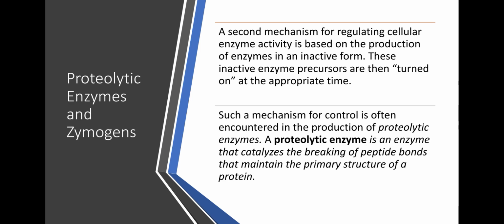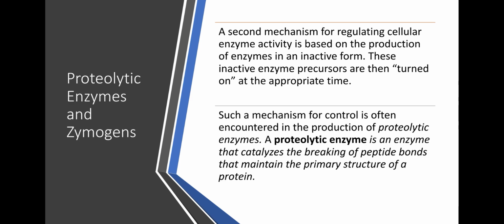The next mechanism is proteolytic enzymes and zymogens. A second mechanism for regulating cellular enzyme activity is based on the production of enzymes in an inactive form. These inactive enzyme precursors are then turned on at the appropriate time. Such a mechanism for control is often encountered in the production of proteolytic enzymes. A proteolytic enzyme is an enzyme that catalyzes the breaking of peptide bonds that maintain the primary structure of proteins.